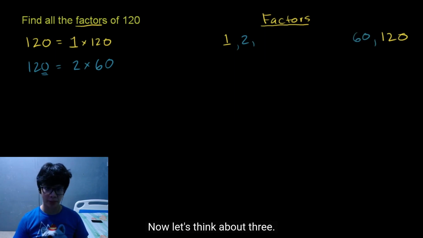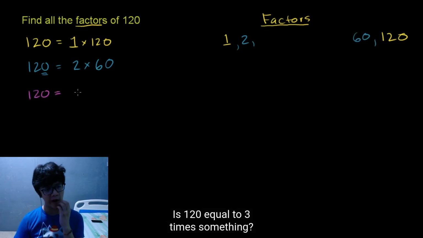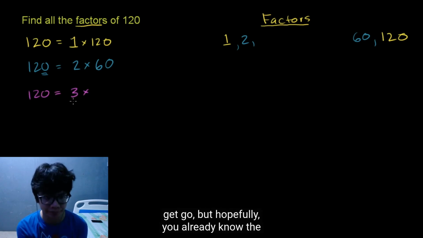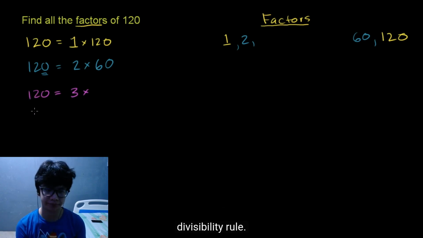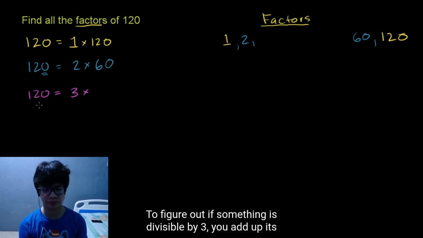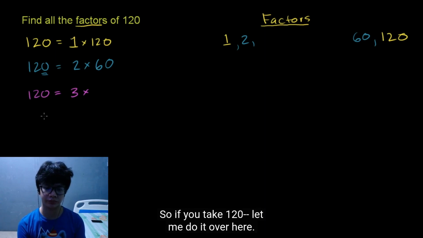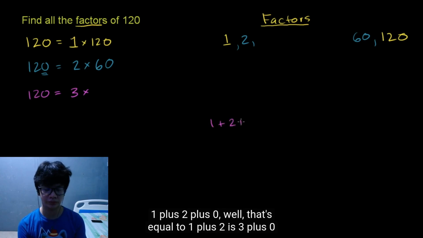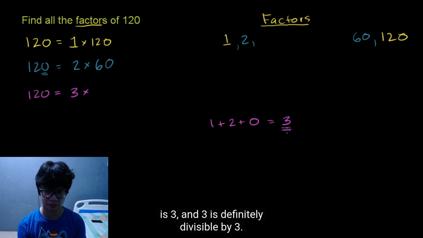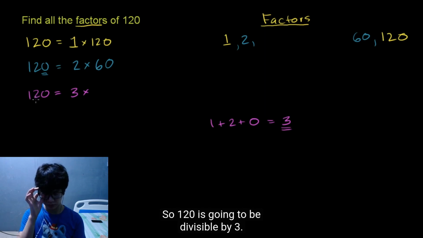Now let's think about whether 120 is equal to 3 times something. Well, we could just try to test and divide it from the get-go, but hopefully you already know the divisibility rule. To figure out if something is divisible by 3, you add up its digits, and if the sum is divisible by 3, we're in business. So if you take 120, this is 1 plus 2 plus 0. Well, 1 plus 2 is 3, plus 0 is 3. And 3 is definitely divisible by 3. So 120 is going to be divisible by 3.